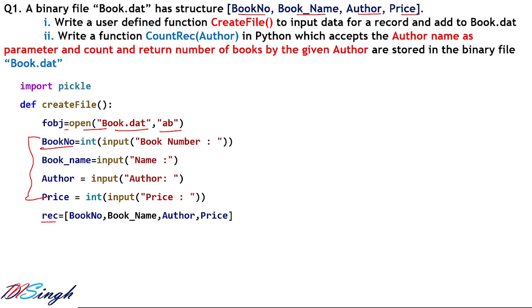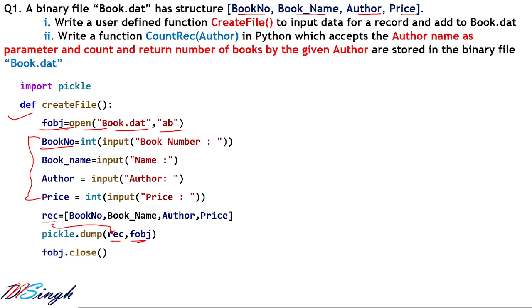Once you are ready with that variable, you need to put it inside the file. So we need to dump that. How can we dump that? pickle.dump, and it takes 2 arguments: the object to be written and the file handle fobj, which is the file handle we created here. Once we have done this, the next job is to close the file, and that's it. Our create file function is complete.